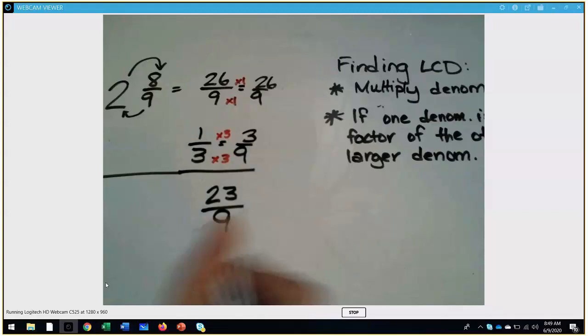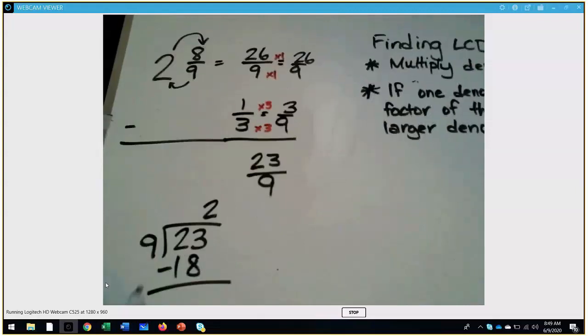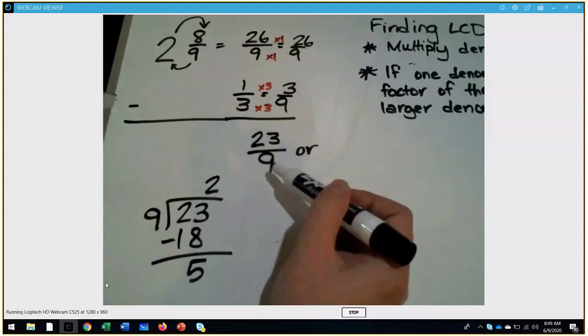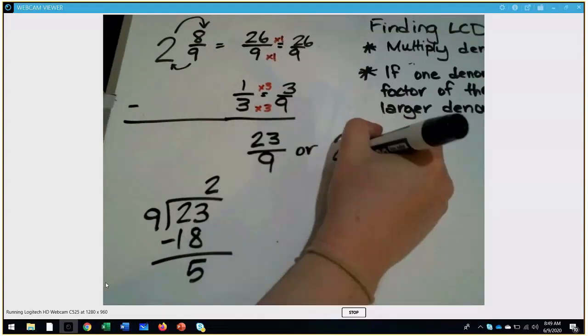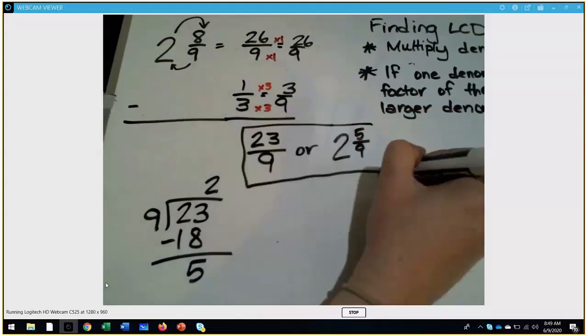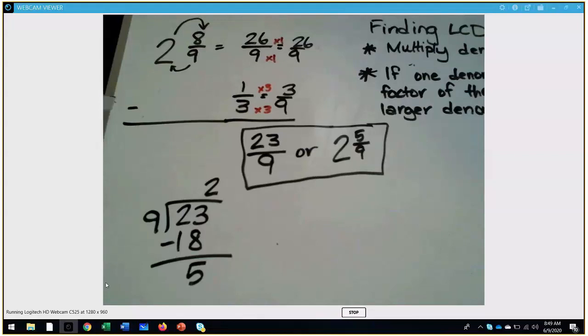The only thing I could do is convert it back to a mixed number. So 9 would go into 23 2 times, because 2 times 9 is 18. And when I subtract, I'll get a remainder of 5. So the answer would either be 23 over 9 or 2 and 5/9. Okay, and that one's done. Any questions?